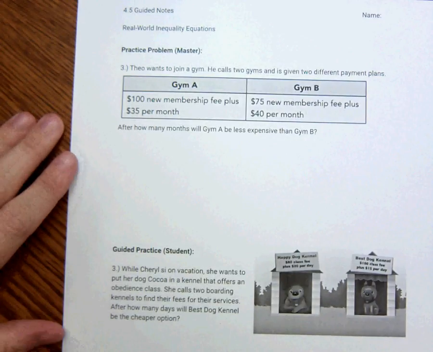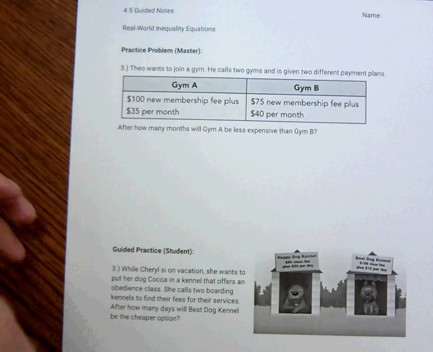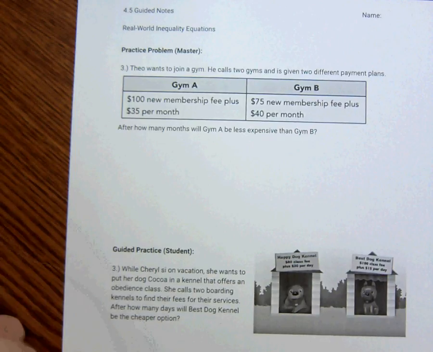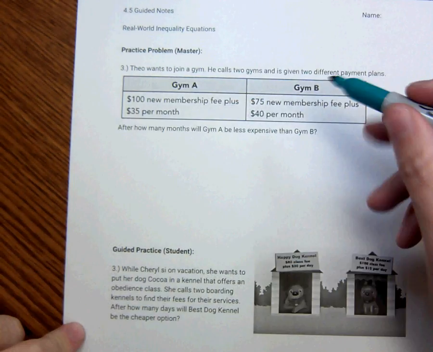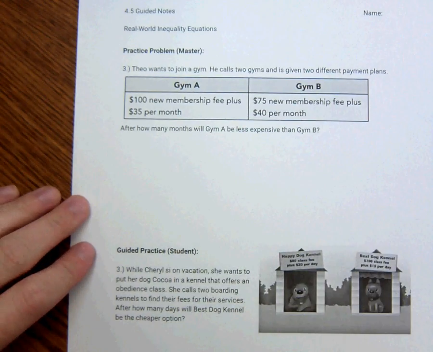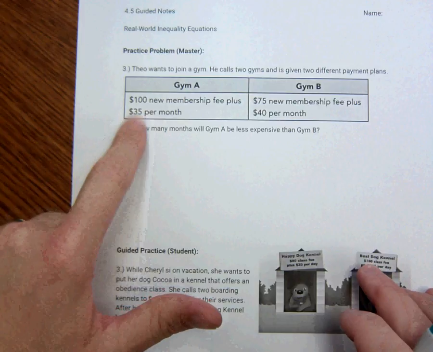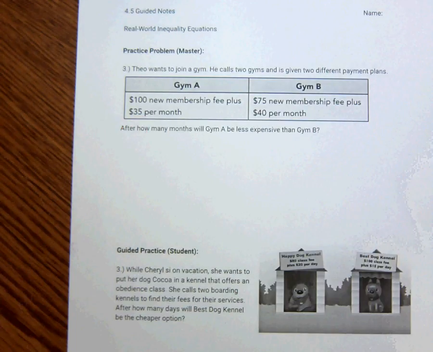Last one by the master. Theo wants to join a gym, so he calls 2 gyms and is given 2 different payment plans. We got this one over here from Gym A, we got this one over here, Gym B. And this is something you should do. He is going to compare them. He wants to know, how many months can I be at this gym before Gym A is less expensive than Gym B? And the reason he knows one of them will be less expensive is because this is less per month than that.